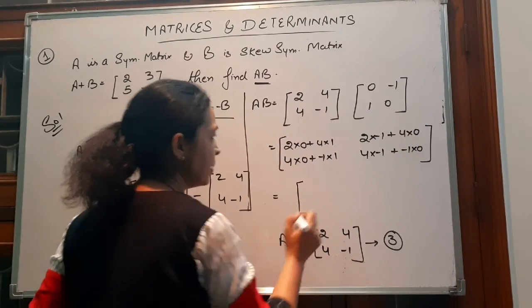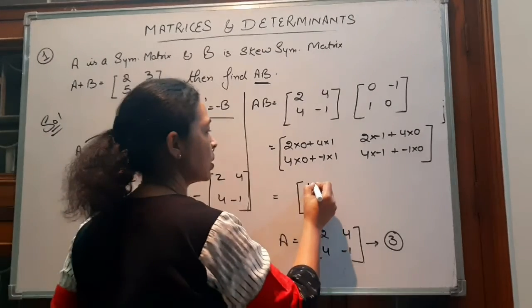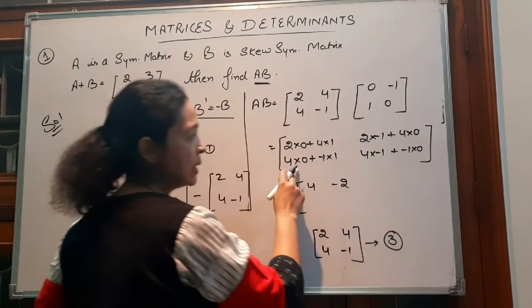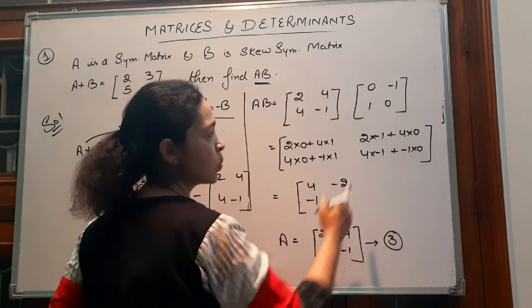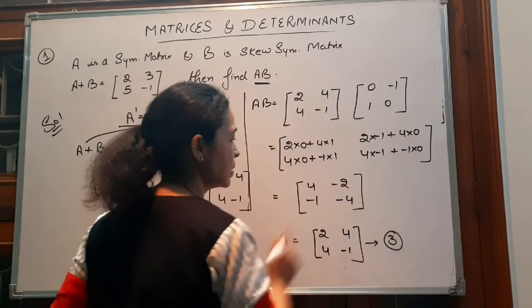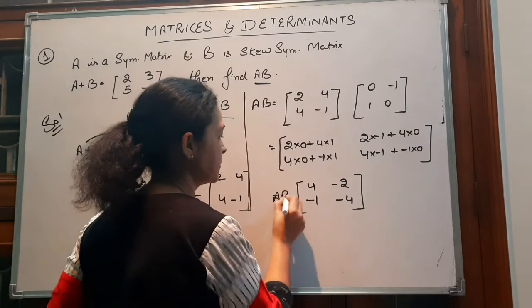So matrix AB will be 2 into 0, 0, plus 4, 4. Minus 2 plus 0, minus 2. 0 minus 1, minus 1. Minus 4 plus 0, minus 4. This is the matrix AB, and this is our answer.